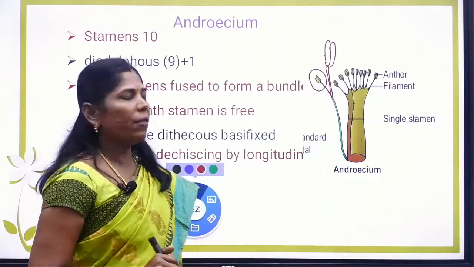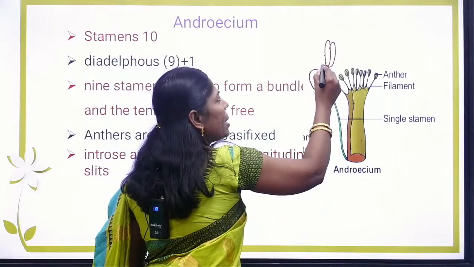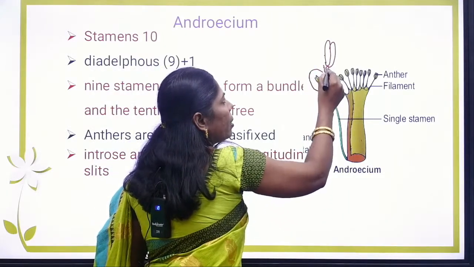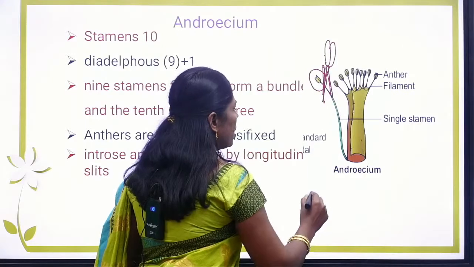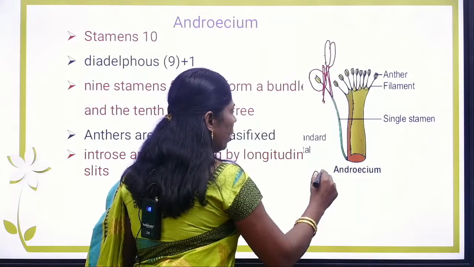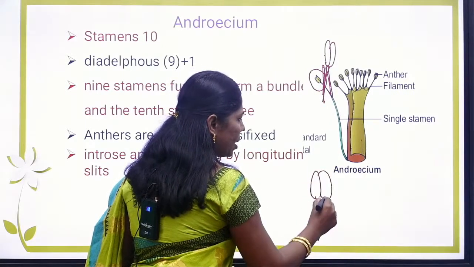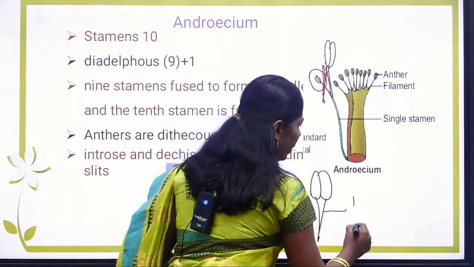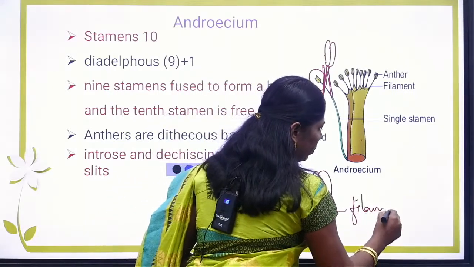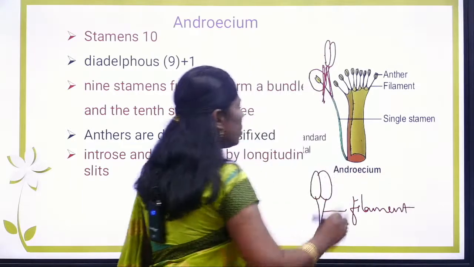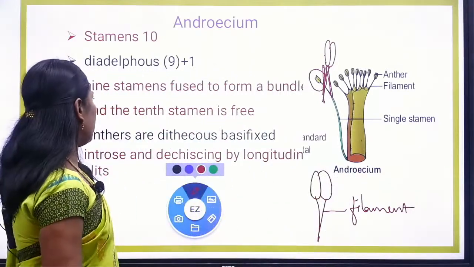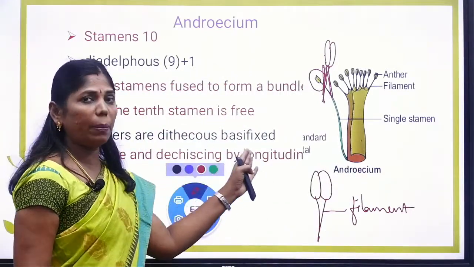Okay, that is a basifixed. Basifixed அப்படிங்கிறது the filaments are fixed in the anther in the basal region. Okay va? So இதுதான் வந்து anther அப்படினா இதனுடைய base regionல filament வந்து fix ஆகுது. This is a filament. Okay, so that is a basifixed condition. Okay, the anthers are dithecus and basifixed.